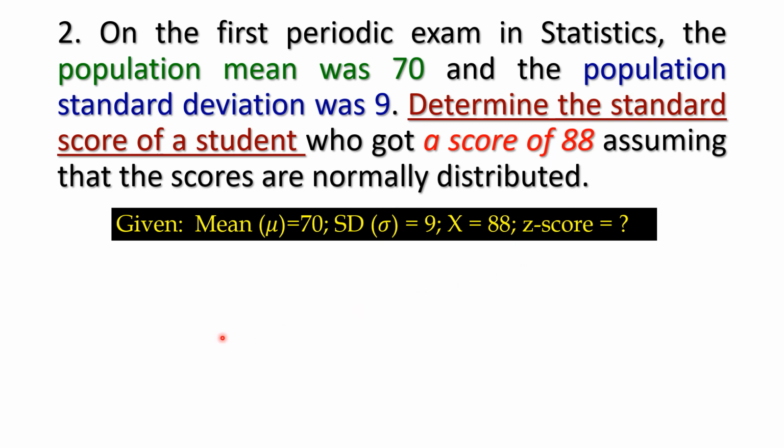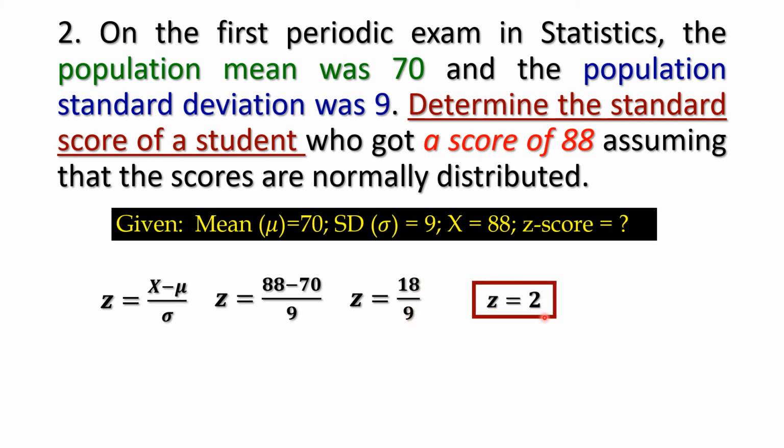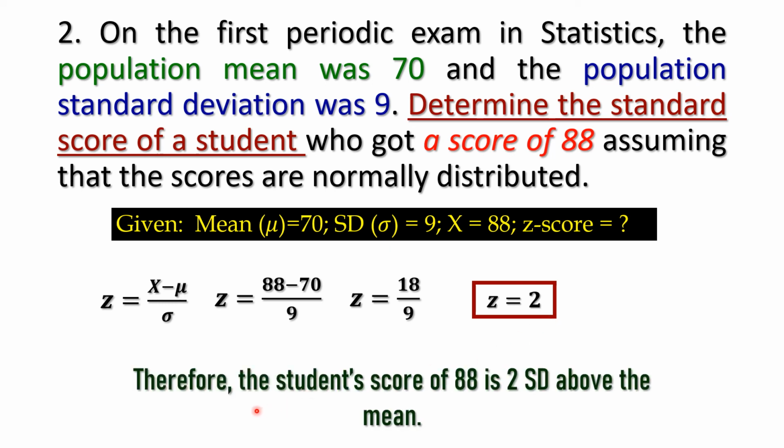So we're going to use the formula for the population data. X minus mean over standard deviation, and substitute the given values. So for raw score, we have 88 minus the mean, which is 70, divided by 9 as our standard deviation. So 88 minus 70, that is 18, then divide it by 9. So 18 divided by 9 is equal to 2. So z is equal to 2. Our interpretation would be, therefore, the student score of 88 is 2 standard deviations above the mean. So that's how we interpret the data.